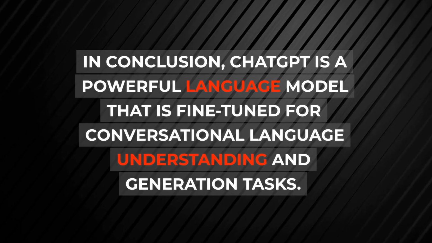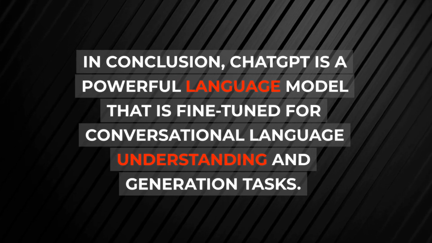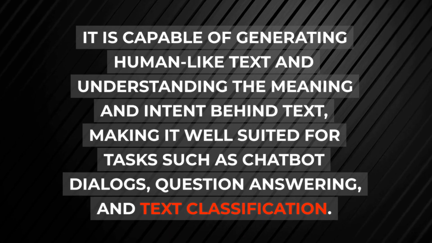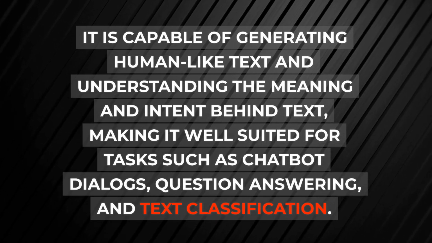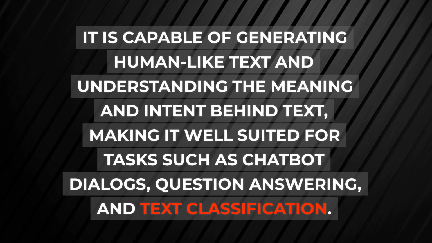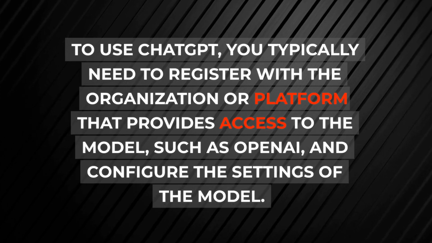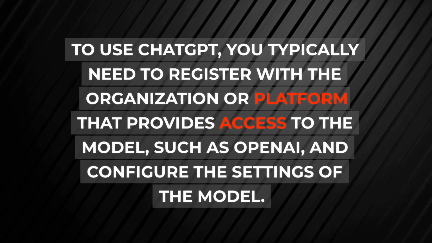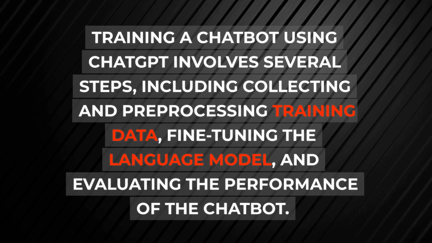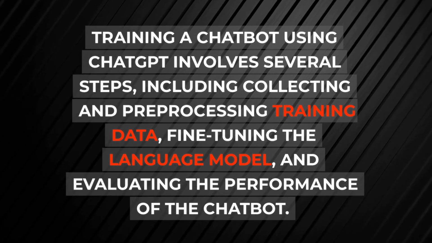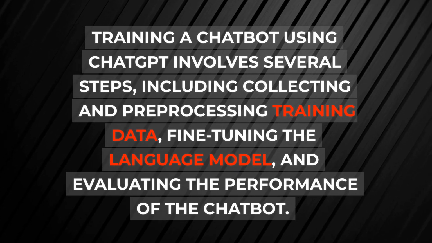In conclusion, ChatGPT is a powerful language model that is fine-tuned for conversational language understanding and generation tasks. It is capable of generating human-like text and understanding the meaning and intent behind text, making it well-suited for tasks such as chatbot dialogues, question answering, and text classification. To use ChatGPT, you typically need to register with the organization or platform that provides access to the model, such as OpenAI, and configure the settings of the model. Training a chatbot using ChatGPT involves several steps, including collecting and pre-processing training data, fine-tuning the language model, and evaluating the performance of the chatbot.